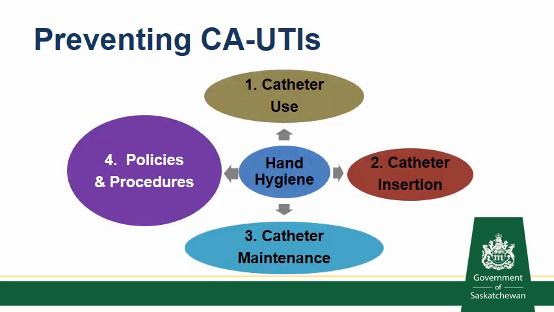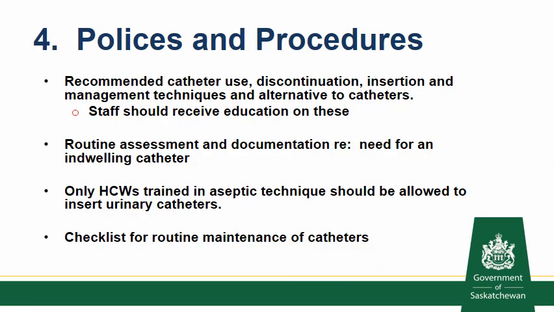We will now discuss policies and procedures that will help to support the recommended practices we have talked about. Policies and procedures should be developed for recommended catheter use and discontinuation, insertion, and management techniques. Staff should receive education and training relevant to these policies and procedures. Encourage and empower nursing staff not to proceed with catheter insertion if criteria are not met, and to discuss alternatives with physicians and families.